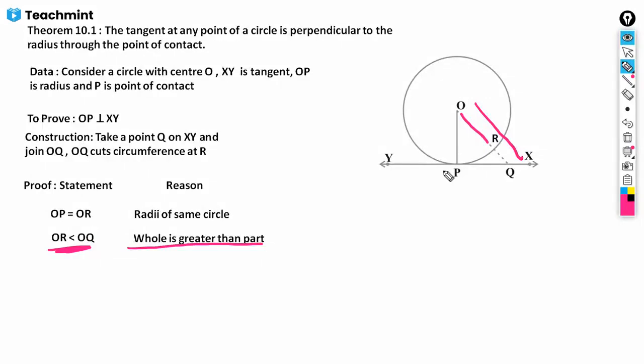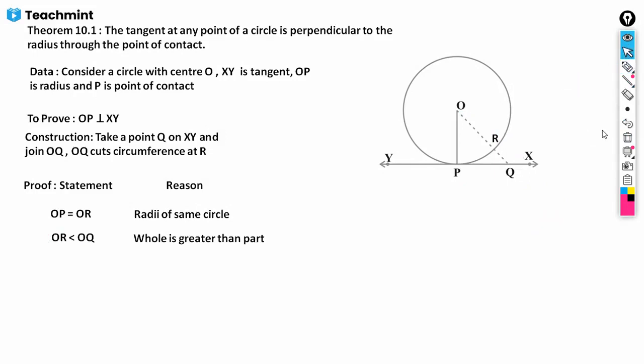Whole is greater than part. Exam number? Exam five. Very good. See, who is the whole here? OQ is whole. OR is a part. Obviously, that part must be less than the whole. Yes, sir. OR is less than OQ. Did you get this statement? Yes, sir. Okay, now.